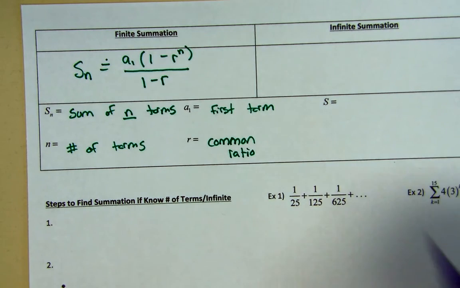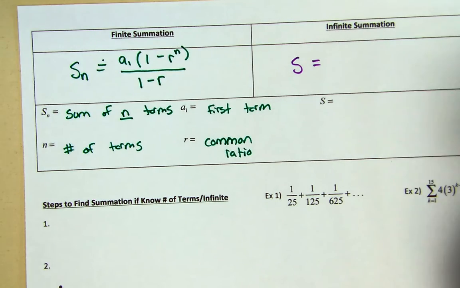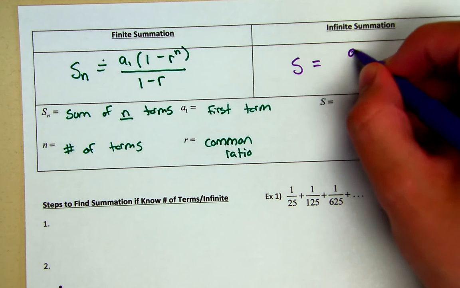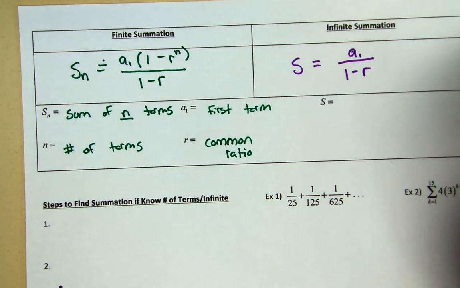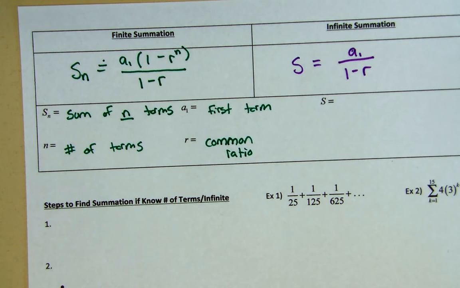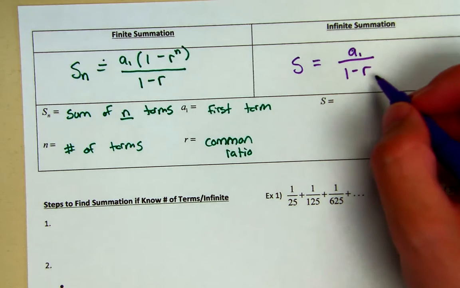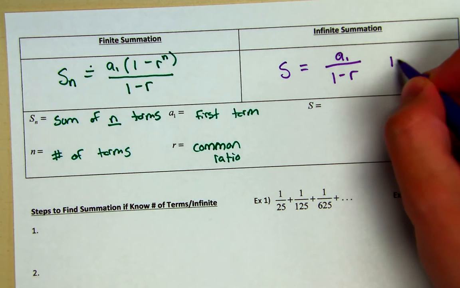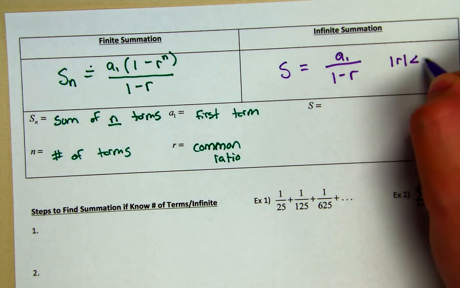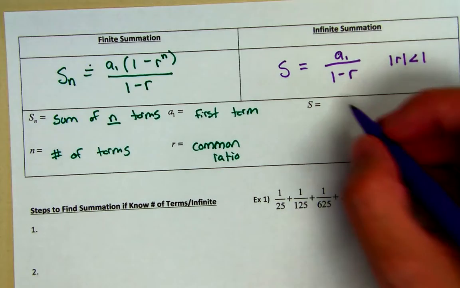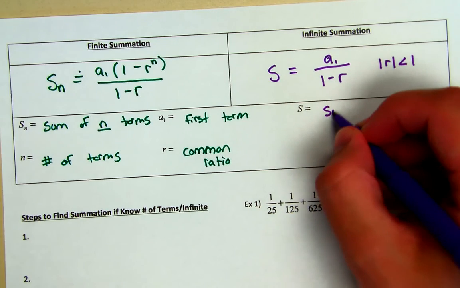And let's talk about finite or infinite. The sum is a lot easier. It's just a1 over 1 minus r. However, there is a restriction on that. You can only use this when the absolute value of r is less than 1. And this is the sum of all terms.